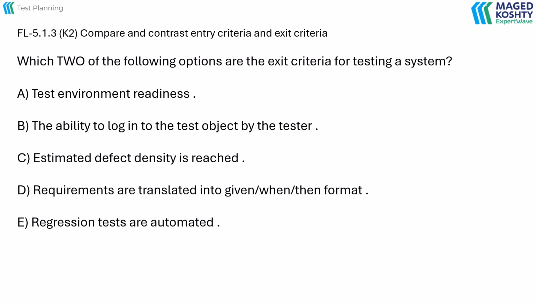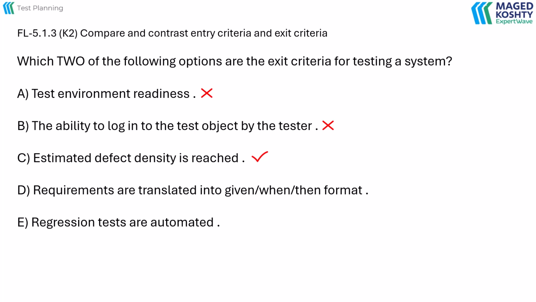A. Test environment readiness. This is an entry criterion, not an exit criterion. B. The ability to log into the test object by the tester. This is also an entry criterion. C. Estimated defect density is reached. This is a good exit criterion. Defect density is the number of defects detected per line of code or per module. The lower the number, the better.